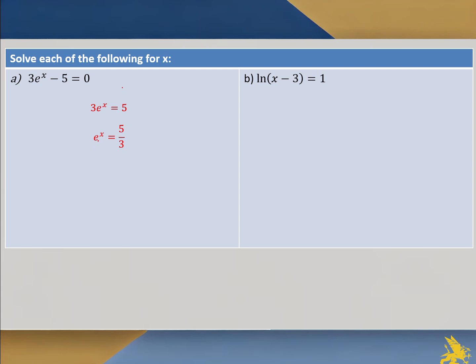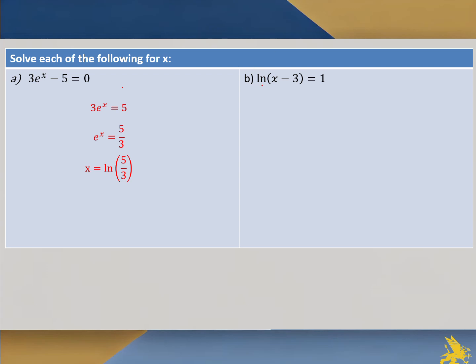Now I've got it by itself, and we're talking about exponents. The opposite of exponents is logs. So we're going to connect it into a log. Now I could say log base e, or I could write it as ln. ln 5 over 3 is equal to our exponent x.